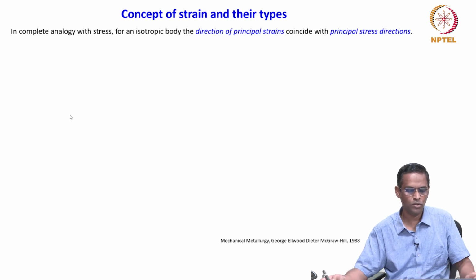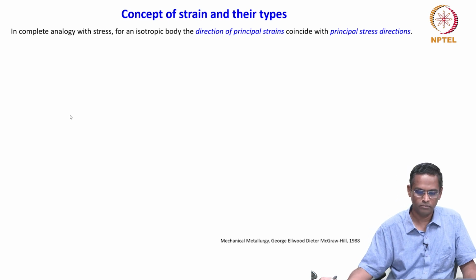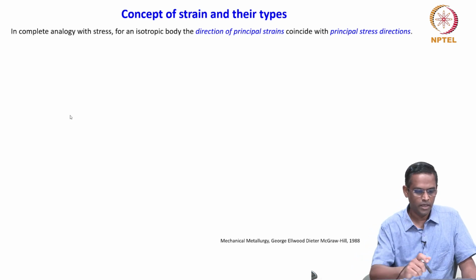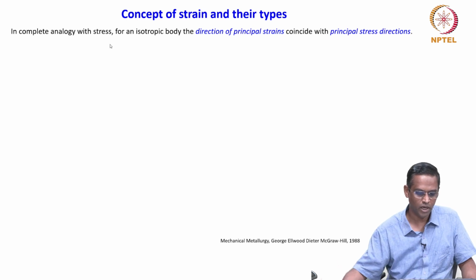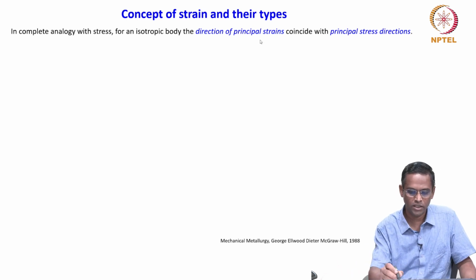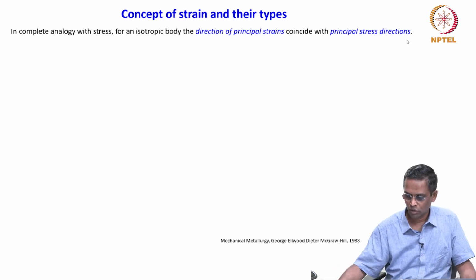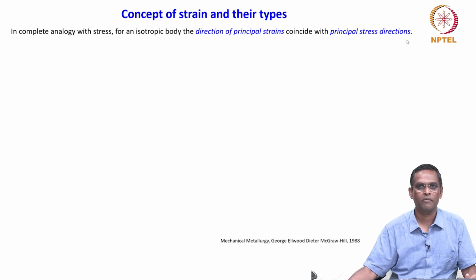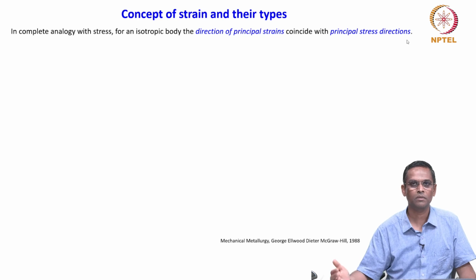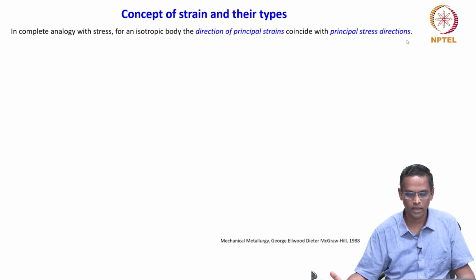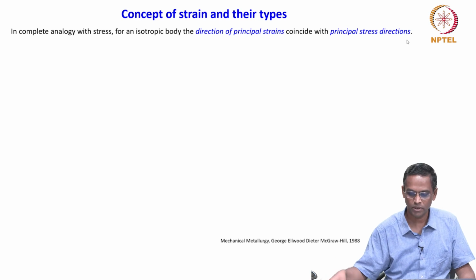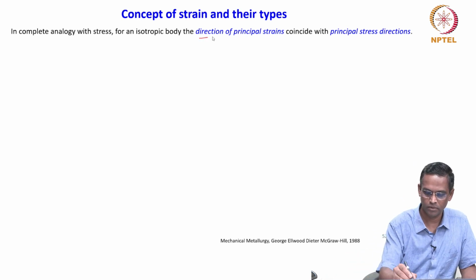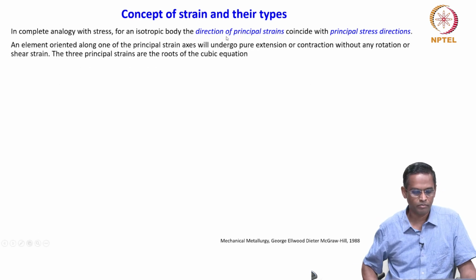So now what we are going to do is, in complete analogy with the stress, for an isotropic body the directions of the principal strains coincide with the principal stress directions. So similar to the stress description where we were analyzing the principal planes and the principal stress and so on, here again the direction of principal strain will be considered, similar to what we have just seen for the stress.